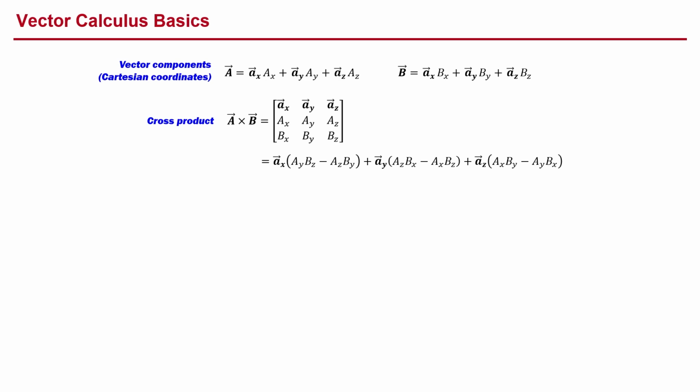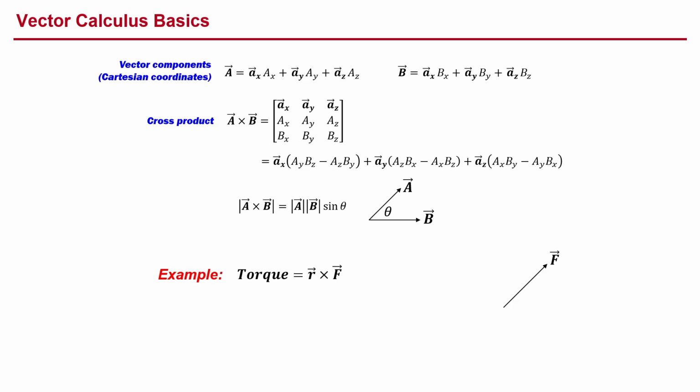Now let's look at the cross product of vectors A and B. The geometric interpretation is that its magnitude is the product of the individual magnitudes multiplied by the sine of the angle between them. The first example of this that many of us learn is torque, defined as the cross product of the moment arm r with the force vector F.